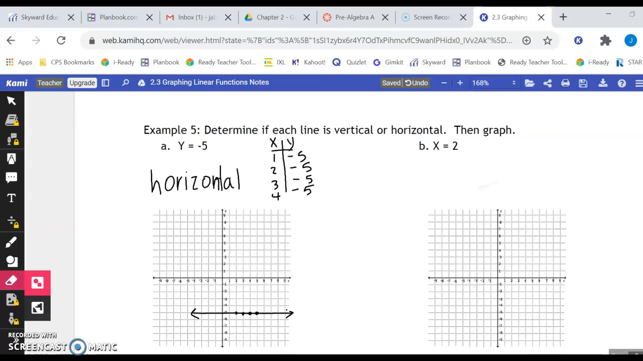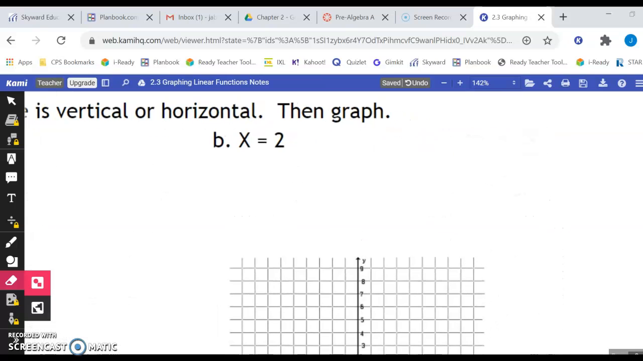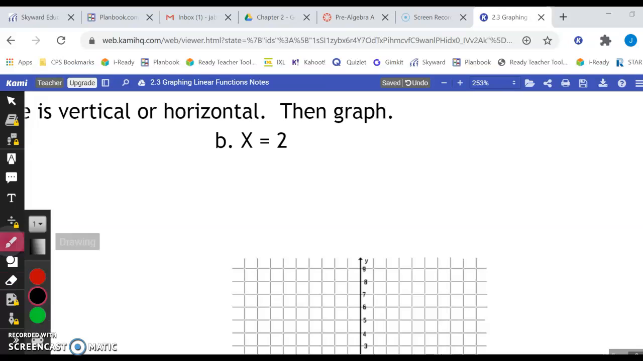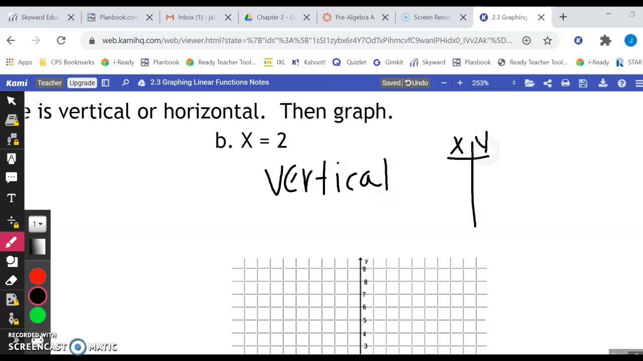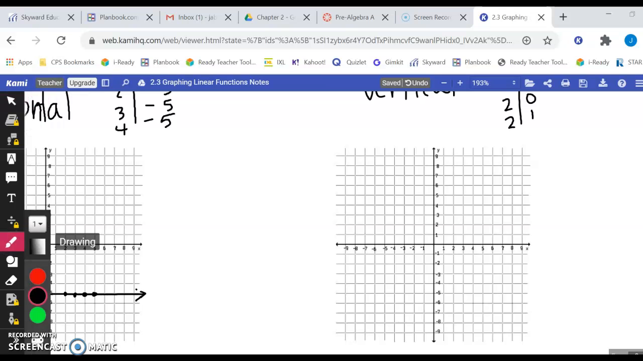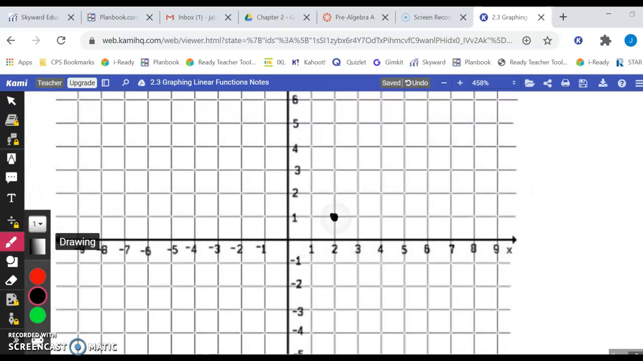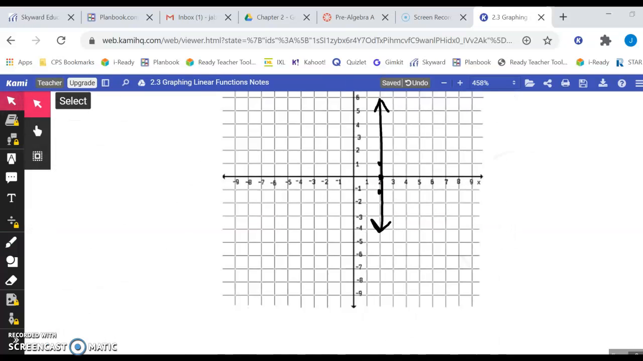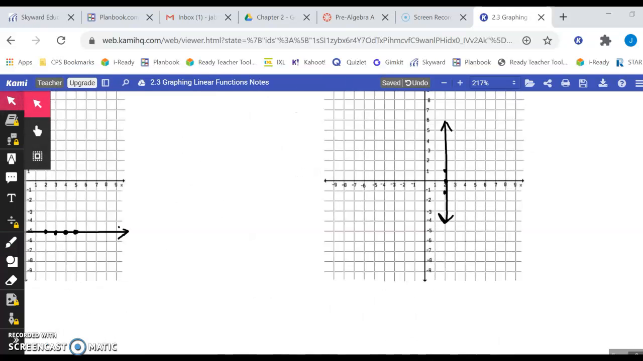Now, since that one's horizontal and it was y equals a number, this one's x equals a number, so this one's going to definitely be vertical. And no matter what our y value is in our t-table, our x is always going to be 2. So no matter what, we're always going to go over to x is 2, and then we can go up or down wherever we want. So we can have points all over here, so we connect them to make our straight line. So x equals a number is going to go through that number on the x-axis.